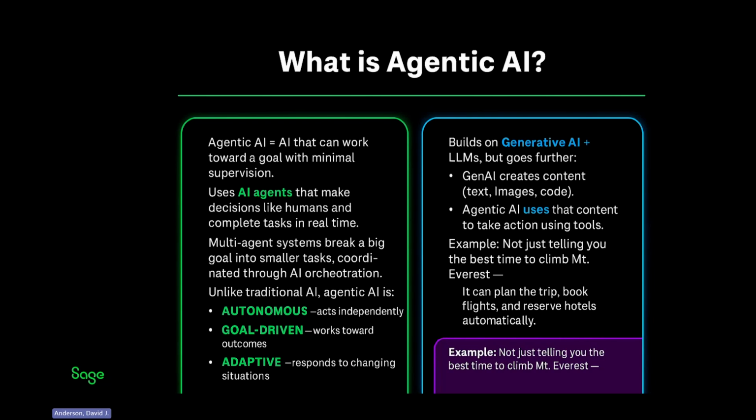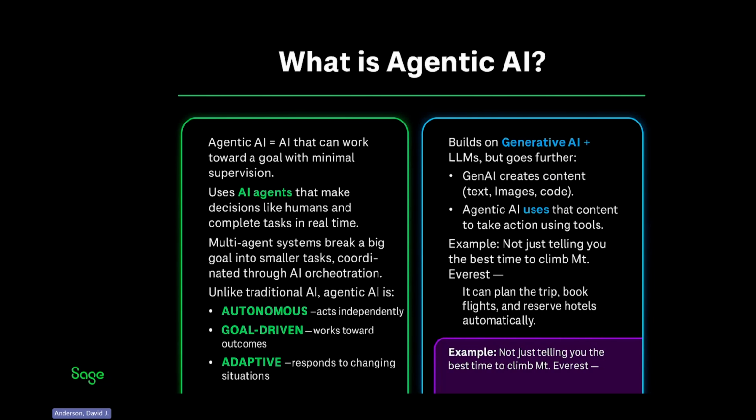And the defining characteristics are really threefold. First, it's autonomous, so it can act independently, I mean, within defined boundaries, not without. That's important. You want it within defined boundaries. Two, it's goal driven. It works towards outcomes, not just outputs. And thirdly, it's adaptive. So it responds dynamically to changing conditions.